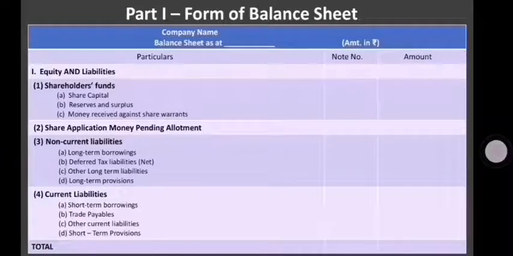Now, this is your balance sheet. First you will be writing the company name, then balance sheet as at which date you are making, 31st March 2020 or 31st March 2019, like that. And then you will be writing amount in rupees. First is equity and liabilities. Under that, the first main heading is shareholders fund, and the first subheading is share capital. Then the subheading B, reserves and surplus, and then subheading C, money received against share warrants.